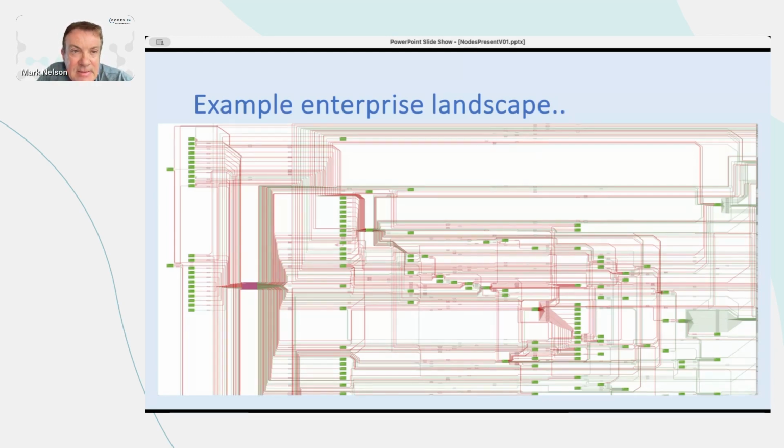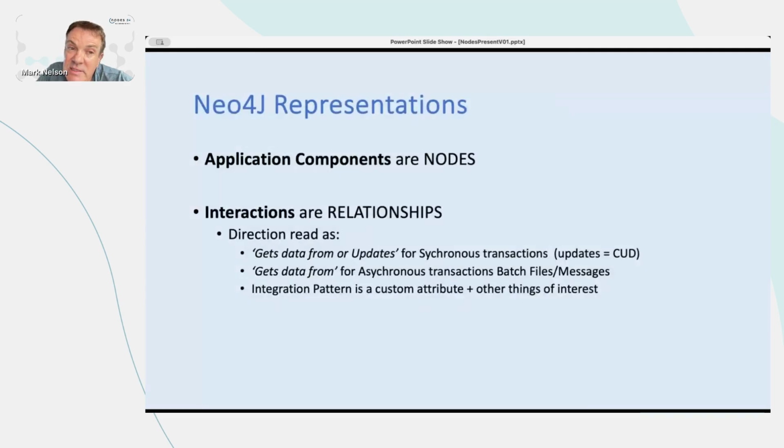So let's look within Neo4j. We're going to say that the application components are nodes and the interactions are relationships. Because we're using a directional model, relationships only go one way. For synchronous or online, we read the line as gets data or updates. And for batch or messages, where the provider of the data is sending a file or a message to the consumer, we say gets data from. So you still read the arrow in one direction.